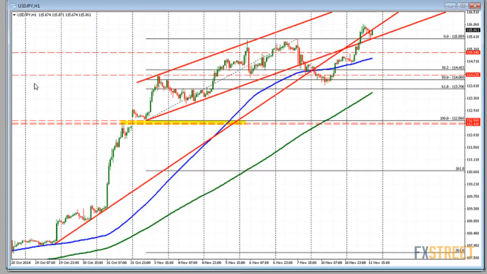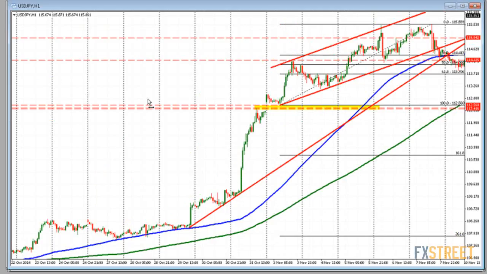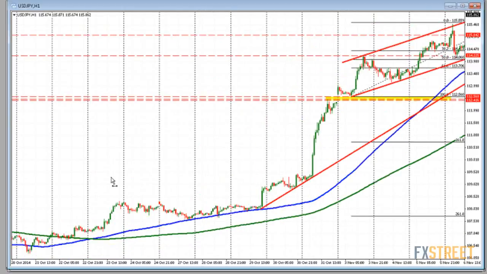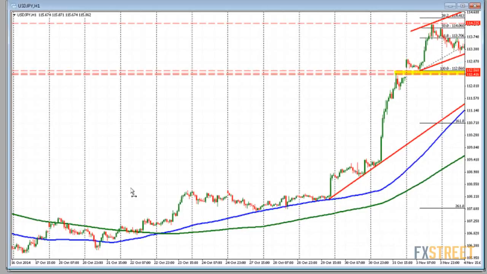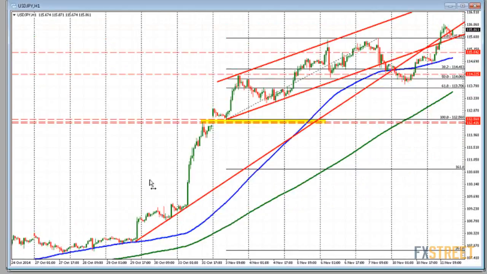Focus here on our 100-hour moving average. Have we traded below the 100-hour moving average for an extended period of time going back to October 17th? One, two, three, four bars here. No closes here. And finally, we get the break below the 100-hour moving average.